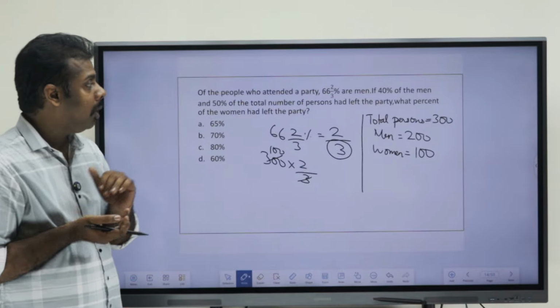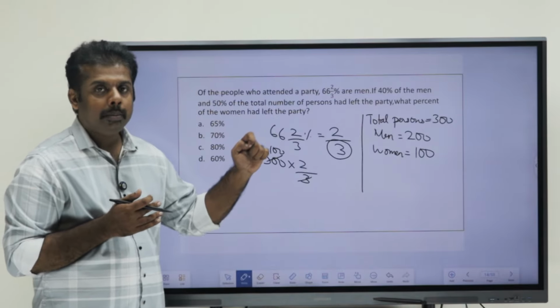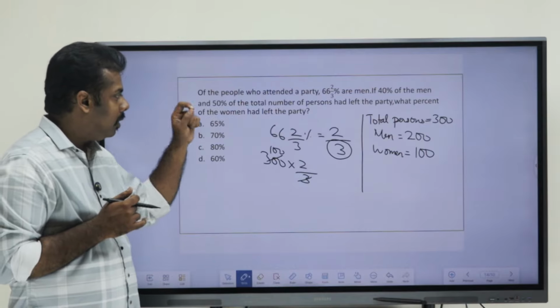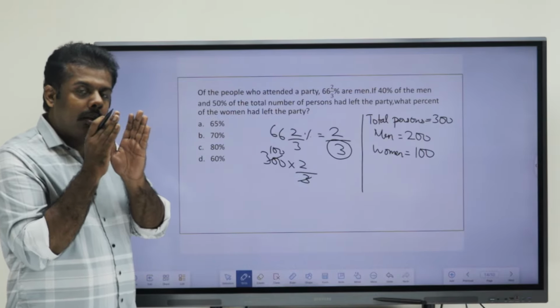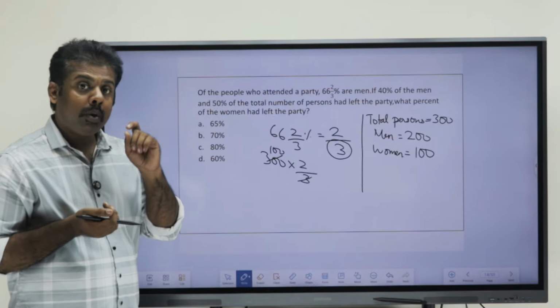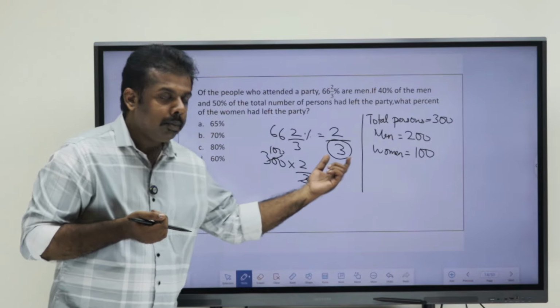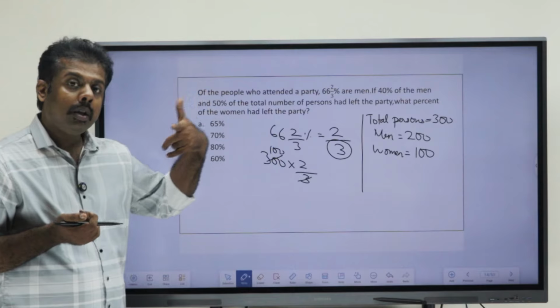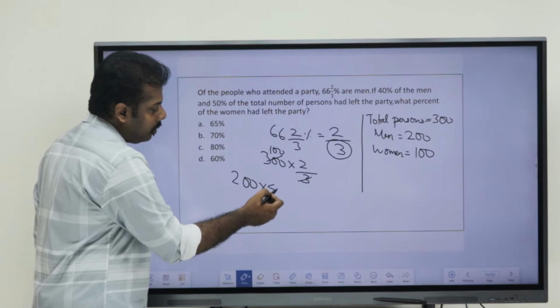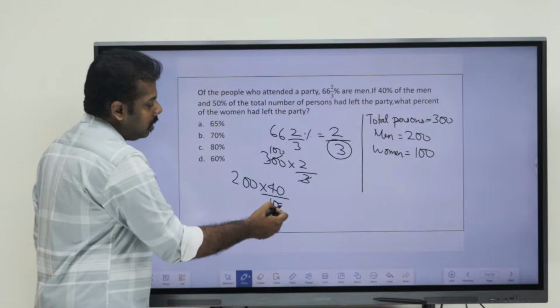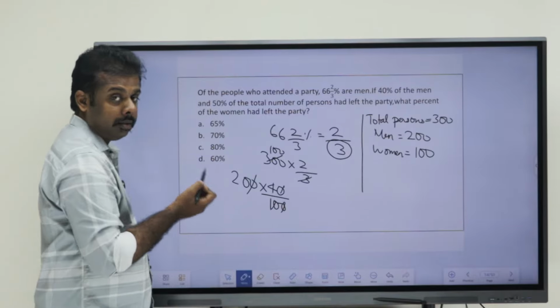Now, the second part of the question. What does it say? If 40% of the men and 50% of the total number of persons have left the party. So, in the category of men, how many have left the party? 40%. We have assumed the total men here as 200. So, 40% of 200 will give us 80.